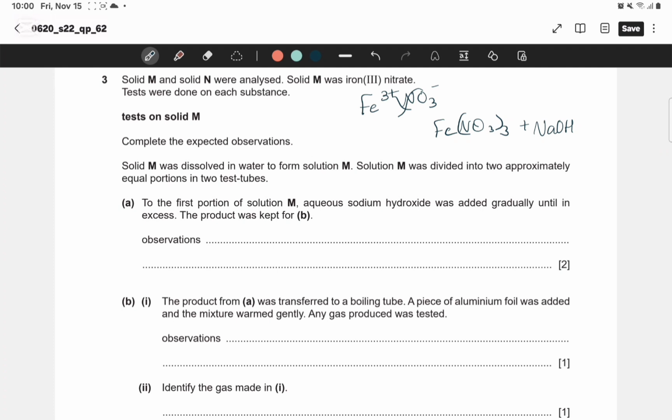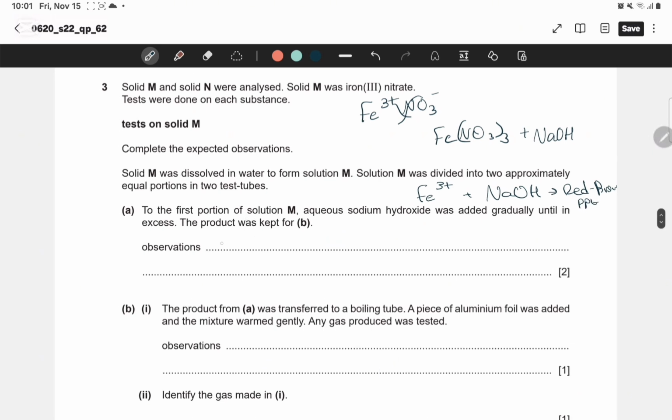So when we add excess NaOH to Fe3+ and NO3 minus, which one of these will react or make a precipitate? We know that when Fe3+ is added to NaOH, we get a reddish brown precipitate, right? So, red brown precipitate. And then they kept adding until it was in excess. Does it dissolve in excess? No. So it does not dissolve in excess.